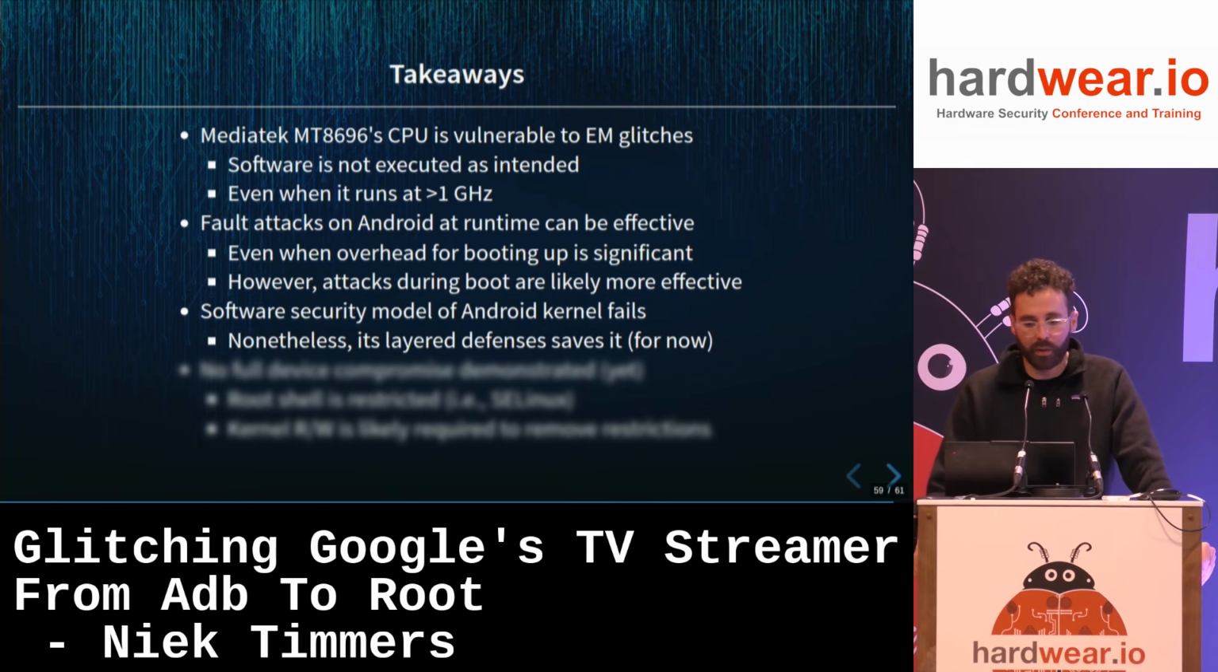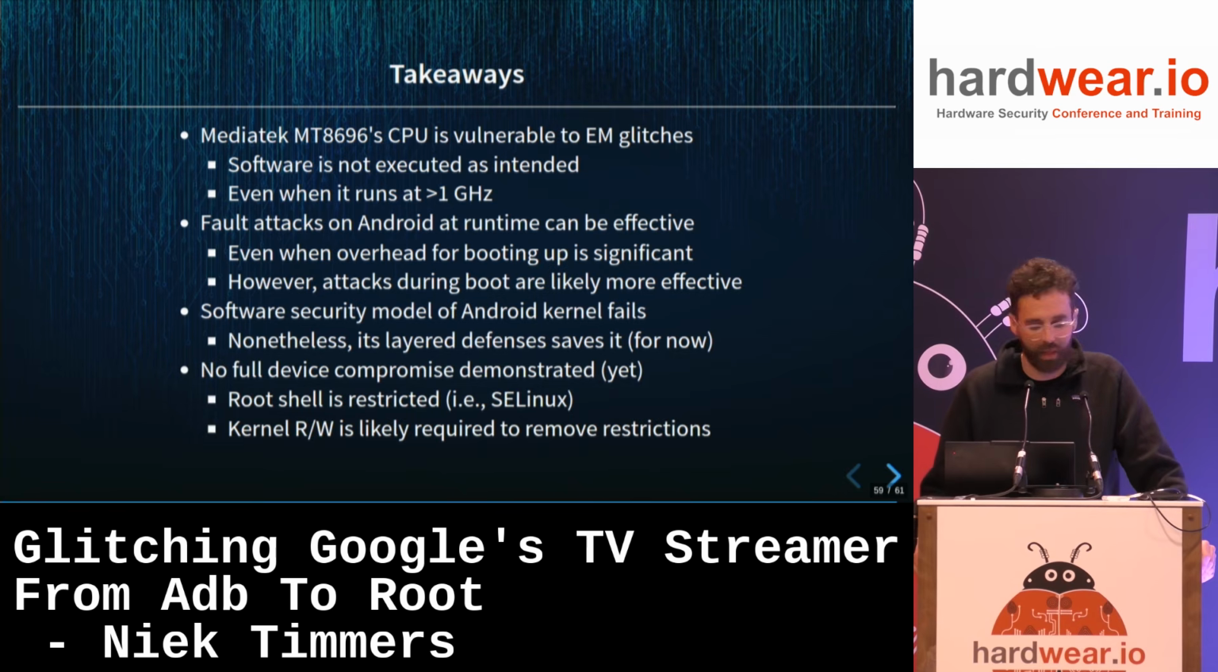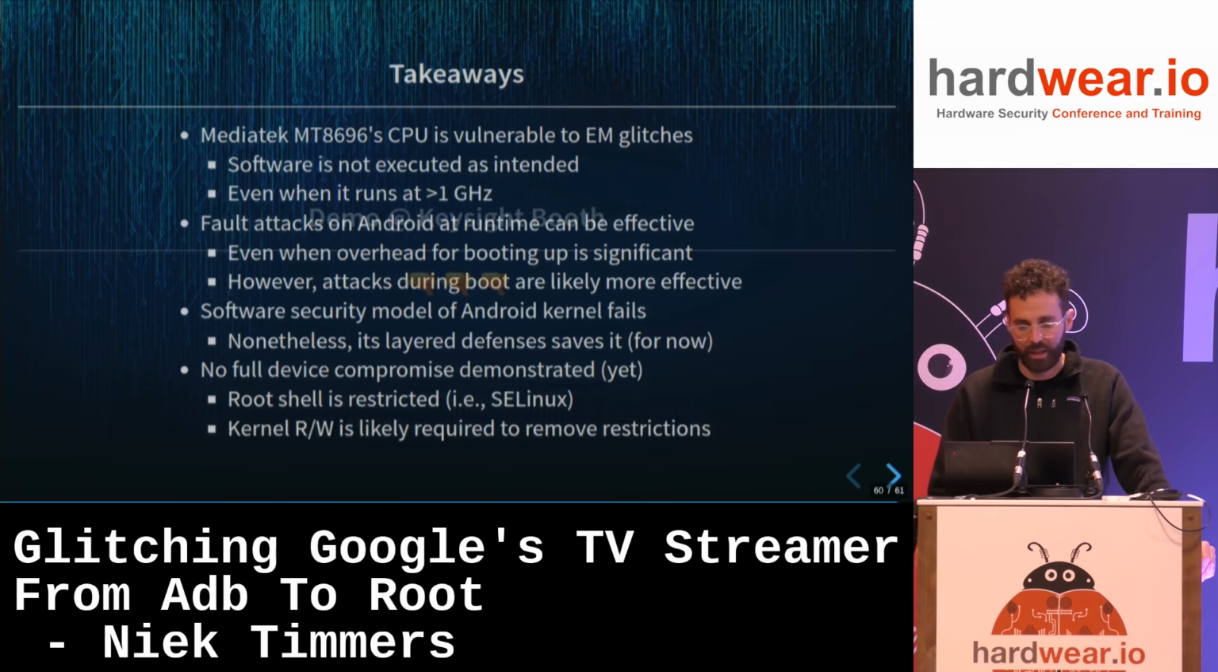The software security model of the Android kernel fails when you start injecting glitches, which is not surprising because it's running on a vulnerable platform. Its layered defenses save it, at least from us, for now. Because we have not demonstrated the full compromise of the device, we are still restricted by SELinux, and we likely need some form of a kernel write in order to get rid of the restrictions that SELinux imposes on us, or we need to perform an attack in a different manner. And we hopefully are able to share these different ways with you in the near future.